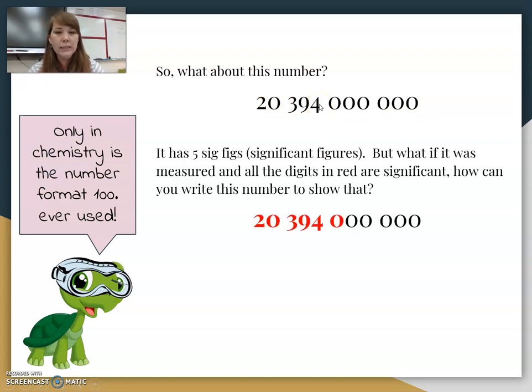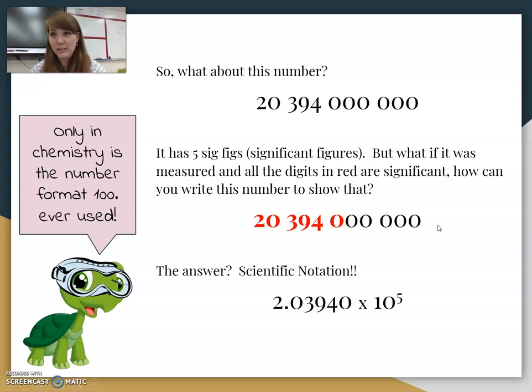Okay, but what if this was something that we actually measured? And I know that when I measured this last 0, it was that uncertain digit that I measured. So I remember it's reliable, but not exact, but we can count it. So how do I show that this 0 matters, but the other ones don't? So the answer to this is scientific notation, and this is why we use scientific notation.